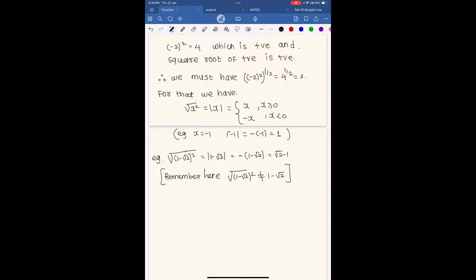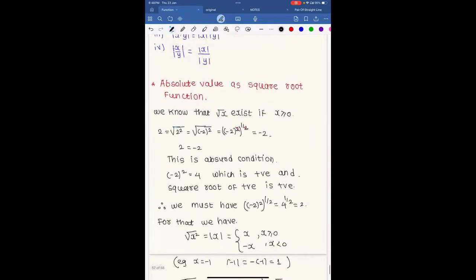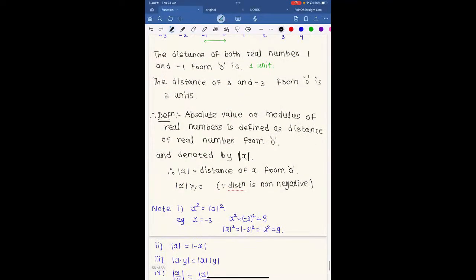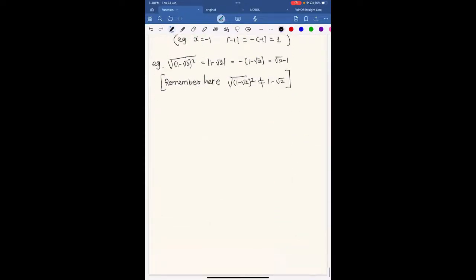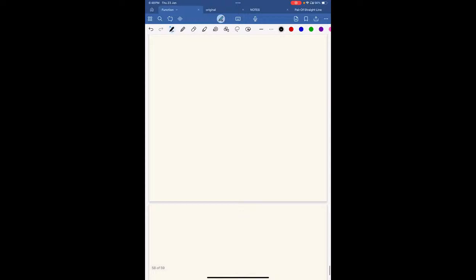Now we will see questions on absolute value. Okay, so the definition of absolute value or modulus of a real number is clear to everyone. It is simply the distance from 0. Mod of x is nothing but the distance of x from 0. Now we'll see the questions on absolute value or modulus of x.